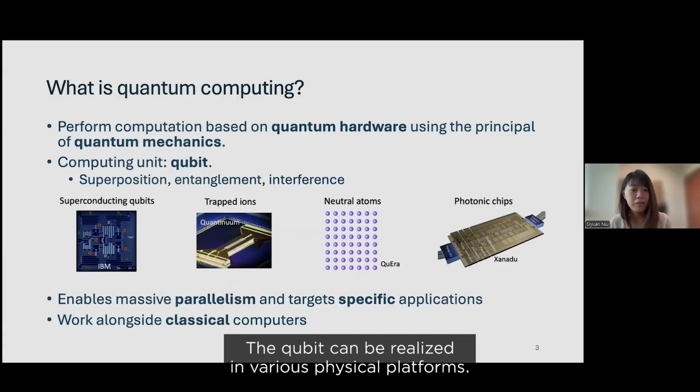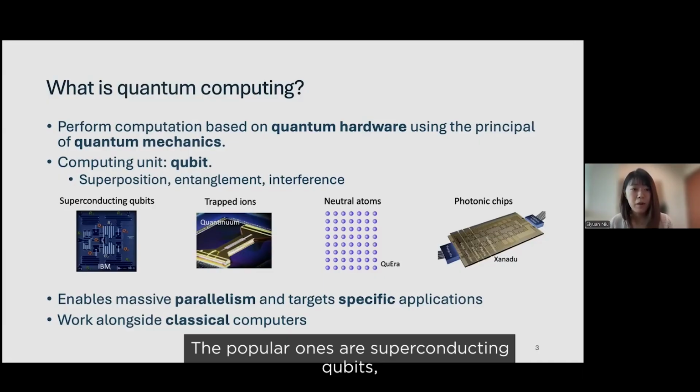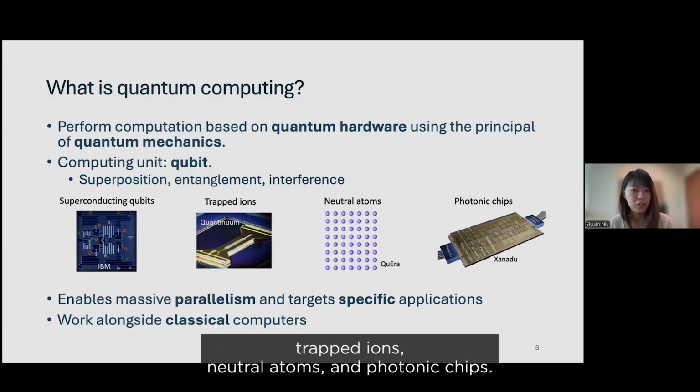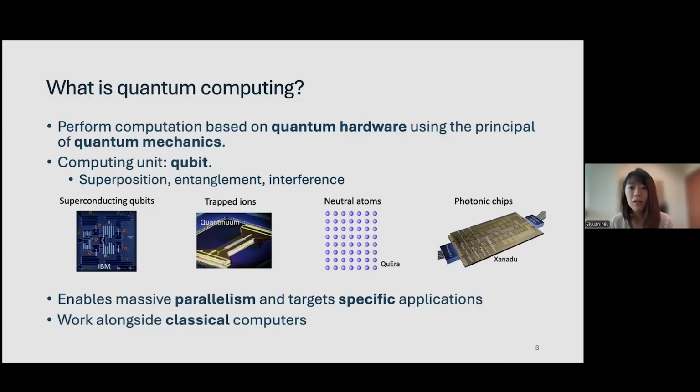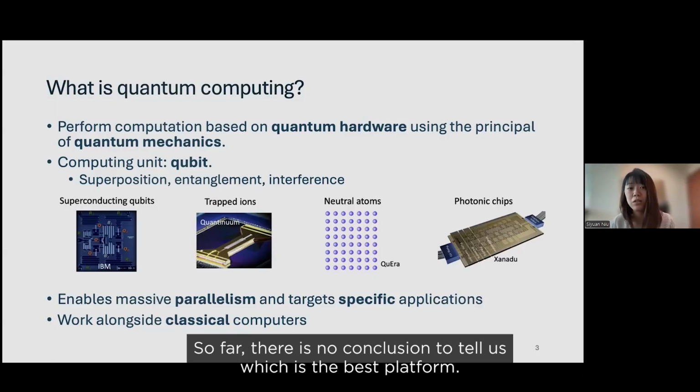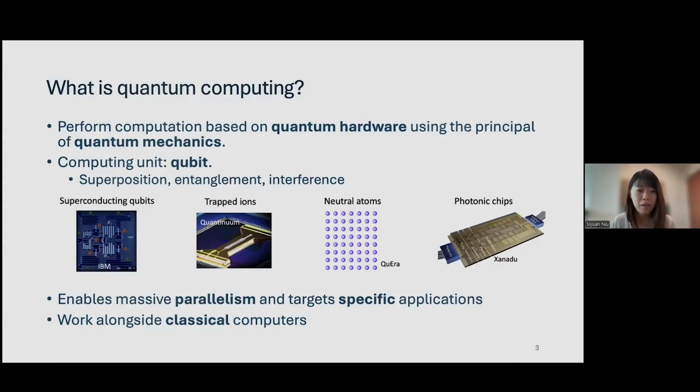The qubit can be realized in various physical platforms. The popular ones are superconducting qubits, trapped ions, neutral atoms, and photonic chips. So far, there is no conclusion to tell us which is the best quantum platform.